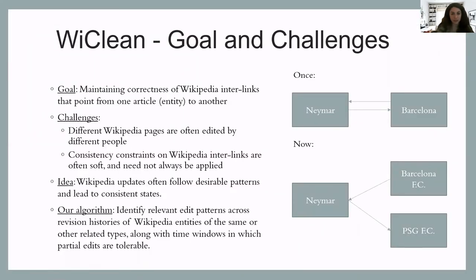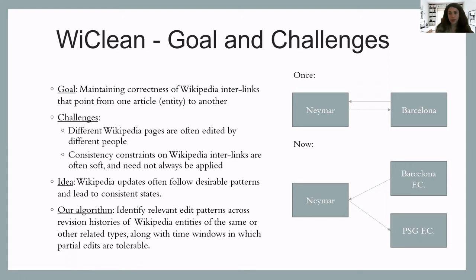Maintaining correctness of Wikipedia interlinks that point from one article to another is challenging. The challenges are that different Wikipedia pages are often edited by different people that sometimes are not aware of each other, and that consistency constraints on Wikipedia interlinks are often soft and need not always be applied. An example could be Neymar, a soccer player that plays in Barcelona, his team, and then he is being transferred to another team. So what happens is that he no longer points to Barcelona, but Barcelona still points towards him.